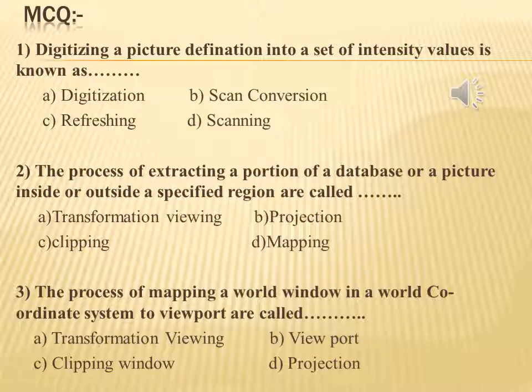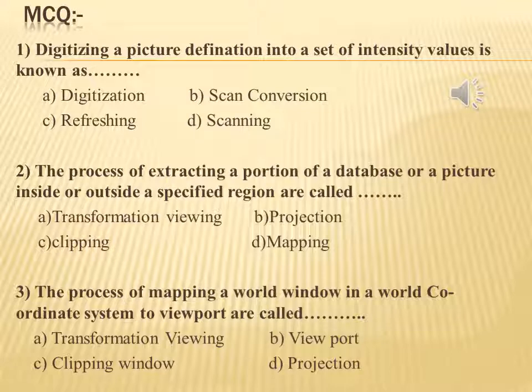Now, some questions on these topics. First, digitizing a picture's definition into a set of intensity values is known as: first is digitization, second is scan conversion, third is refreshing, and fourth is scanning. Second question: the process of extracting a portion of a database or picture inside or outside a specified region is called dash dash dash.